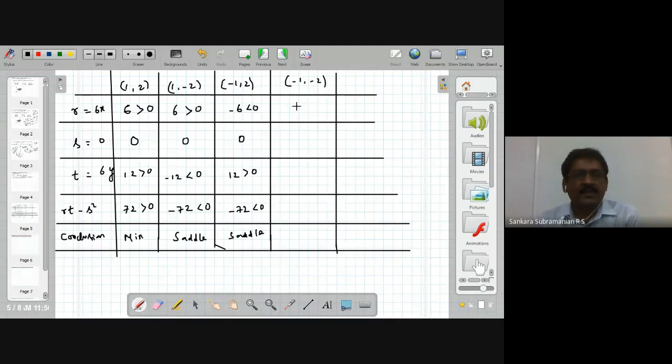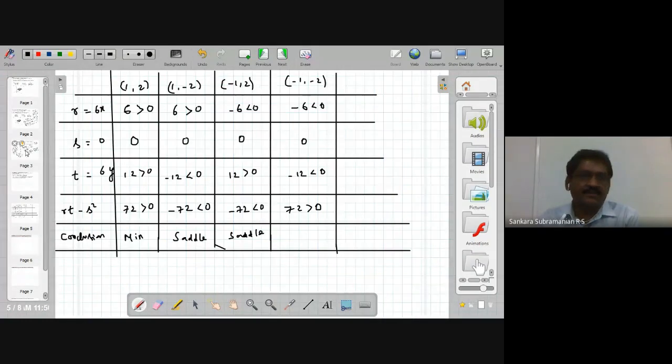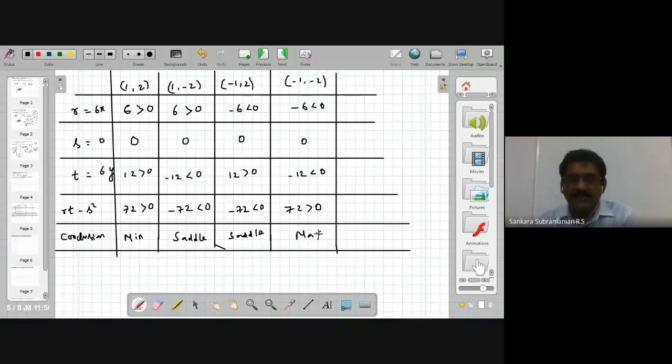Now let me come to minus 1, minus 2. R is minus 6, less than 0, S is always 0, T is minus 12, less than 0. RT minus S square is 72, greater than 0. So RT minus S square is greater than 0 and R is less than 0. What is the conclusion? Maximum value. The function will be maximum at this point, minus 1, minus 2. So therefore, we can find the maximum value.